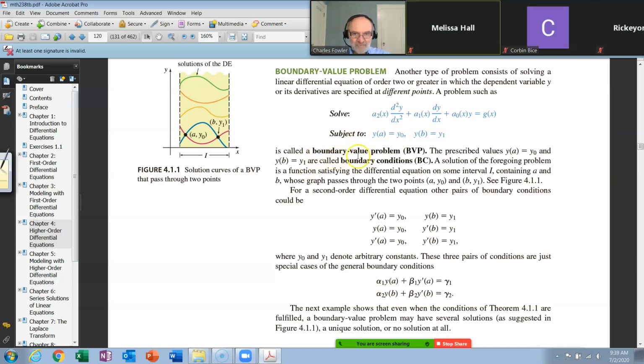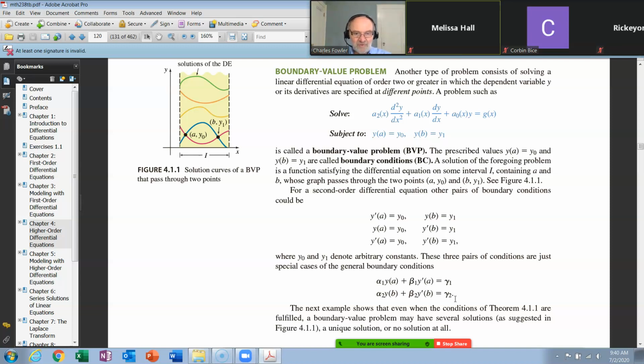Now, this is a bit bizarre, but it's true. Alpha 1 times y of a plus beta 1 times y prime of a is some constant gamma 1. Alpha 2 times y of b plus beta 2 times y prime of b is some constant gamma 2. Now they throw these out, they introduce them to you. I don't think we'll ever see them again. But they're just telling you these are boundary value problems. They do not have unique solutions.